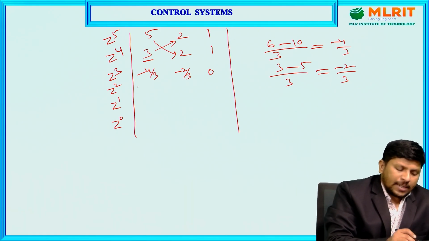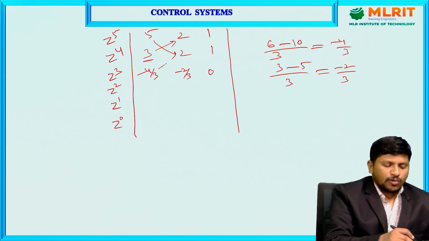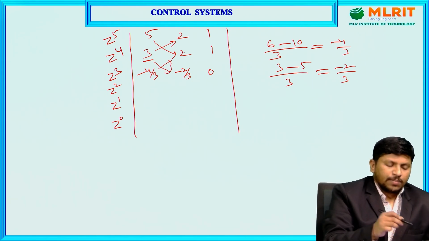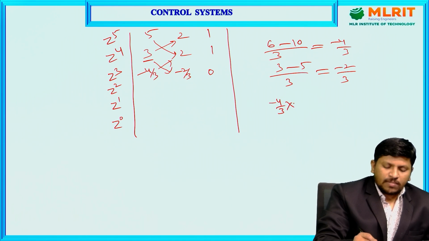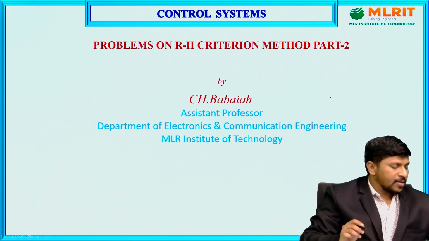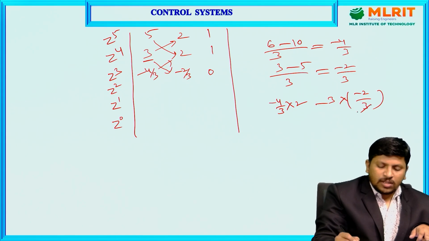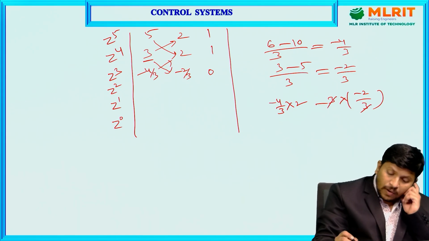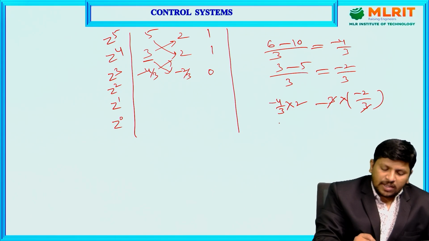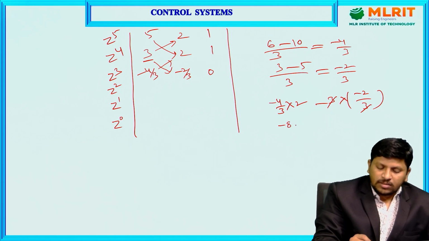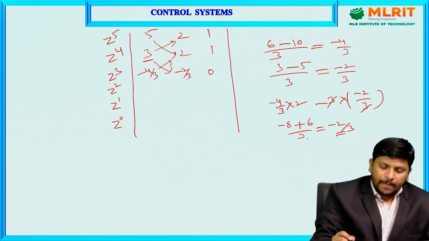Next, for Z square, the coefficients are minus 4 by 3 multiplied with 2, minus 3 multiplied with minus 2 by 3. So the 3 both cancel. So what is the value here? Minus 8 plus 6 divided by 3. So the value is minus 2 by 3.